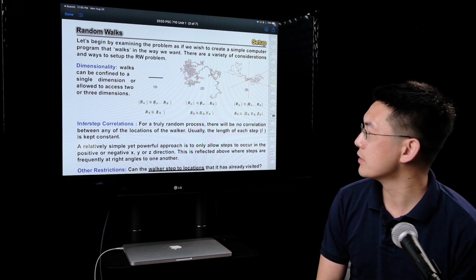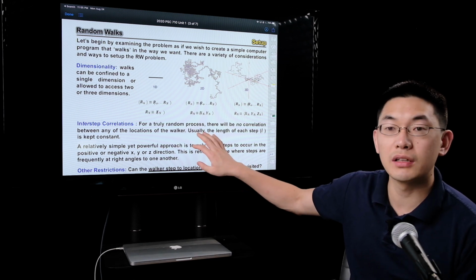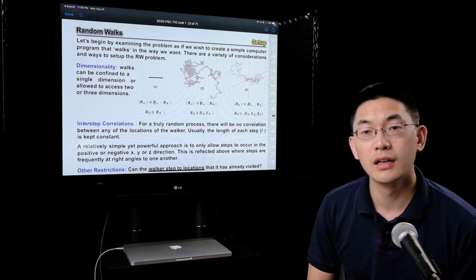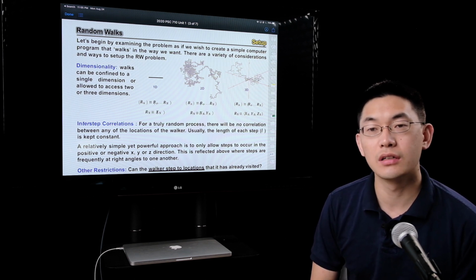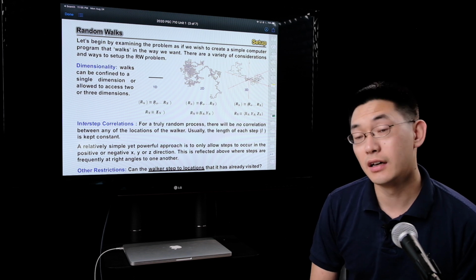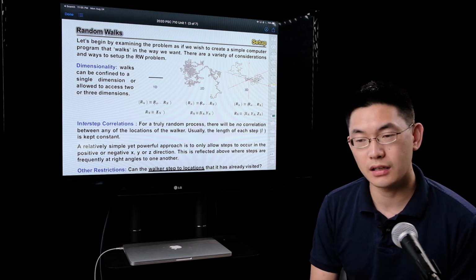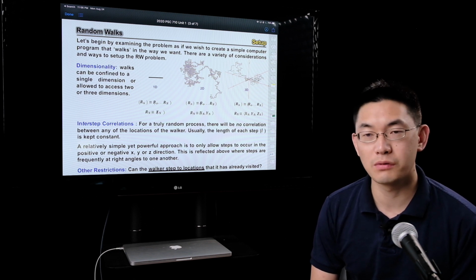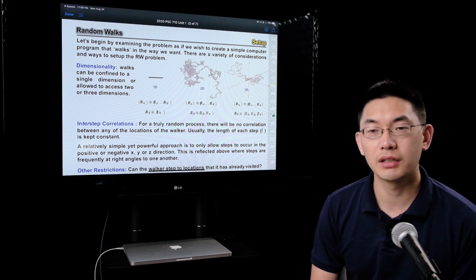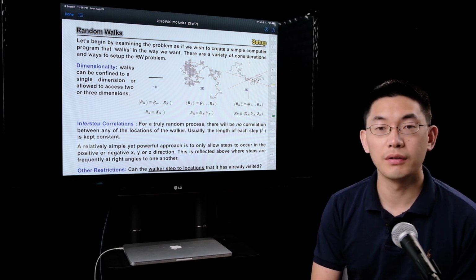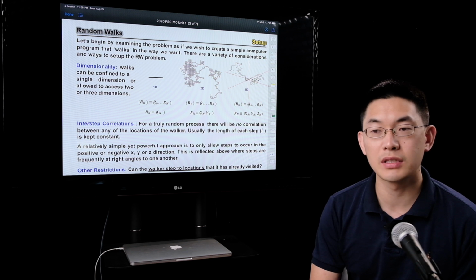What this means is, for a truly random walk process, there will be no correlation between any of the locations of the walker. Usually the length of each step is basically kept constant. It satisfies our polyethylene case, for example. That means each carbon-carbon bond will represent 1 step. Okay? In a degree of polymerization, you have 2 bonds, corresponding to 2 bonds in your material.